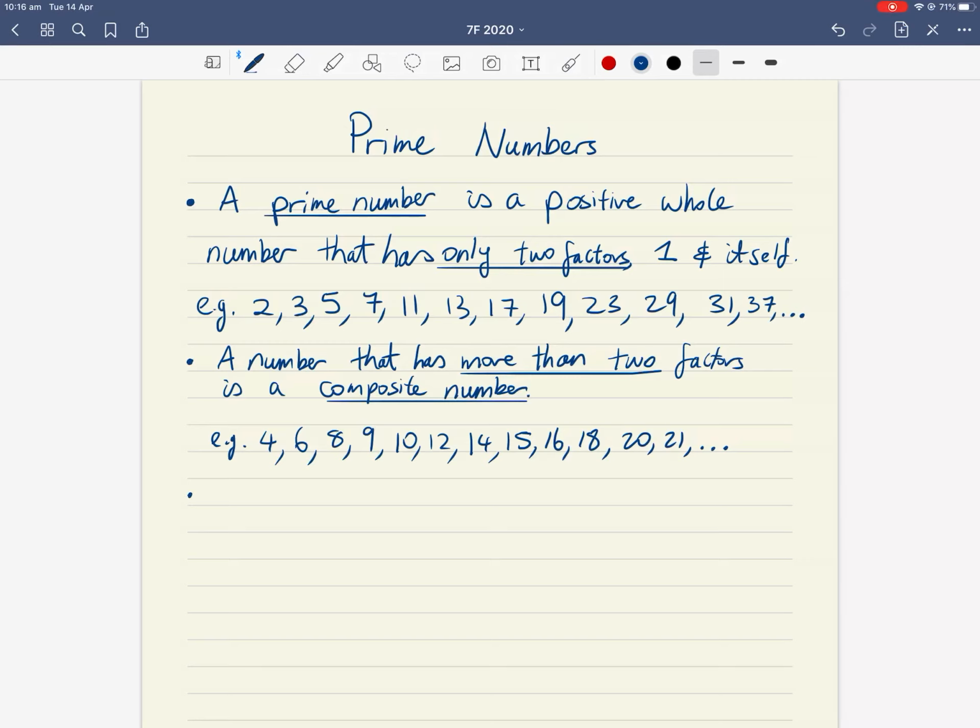So another fun fact, 0 and 1 are neither prime nor composite. They're just special numbers. We can't classify them as prime or composite. There's just a number that exists. So neither prime nor composite numbers. So 0 and 1 are not prime and they are not composite either.